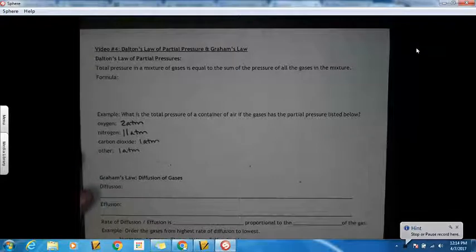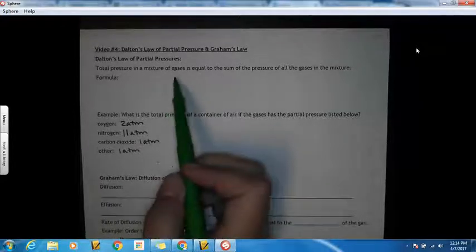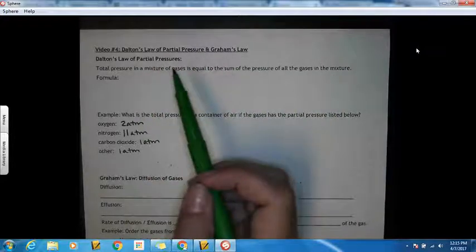Alright, so in this lesson we're going to talk about Dalton's law and Graham's laws and how they relate to gases. The total pressure in a mixture of gases is equal to the sum of the pressure of all the gases in the mixture. This is Dalton's law of partial pressure.